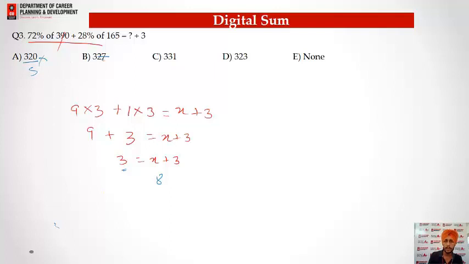7 plus 2 is 9. 9 can also be ignored, so we are left with 3. So 3 plus 3 is equal to 6, but we need 3. So this option will not be our correct answer.